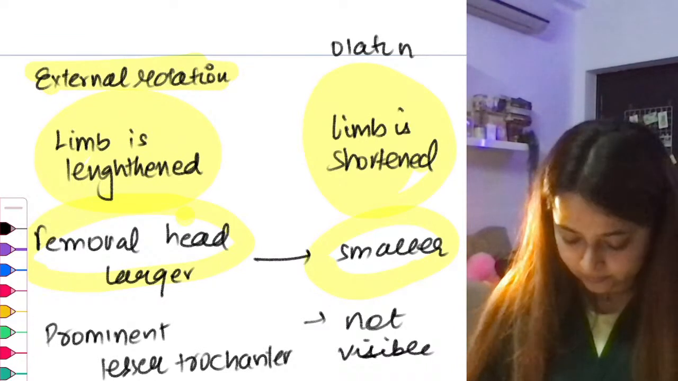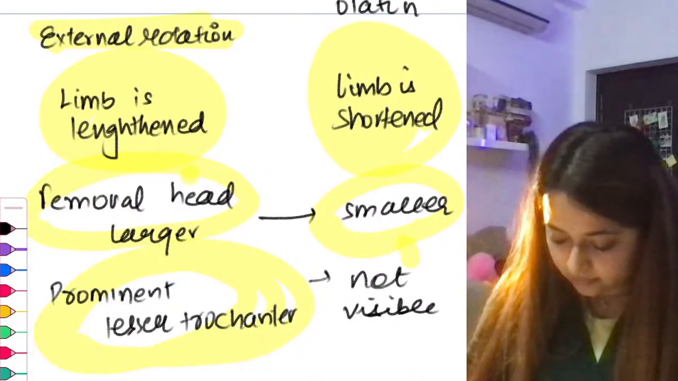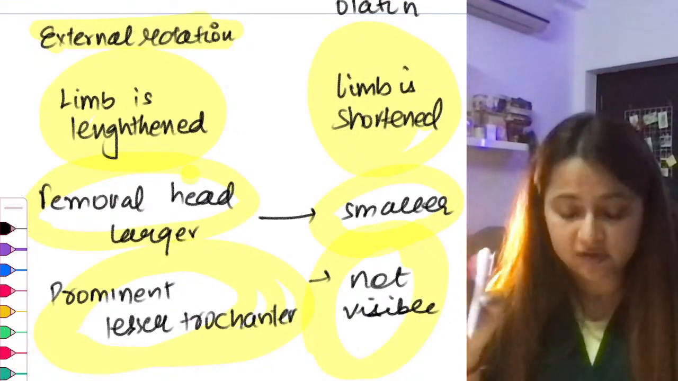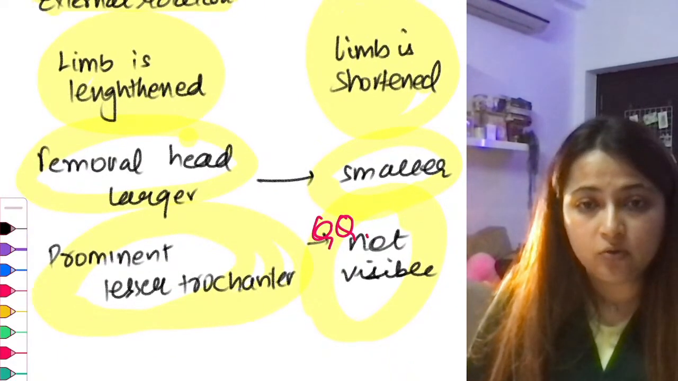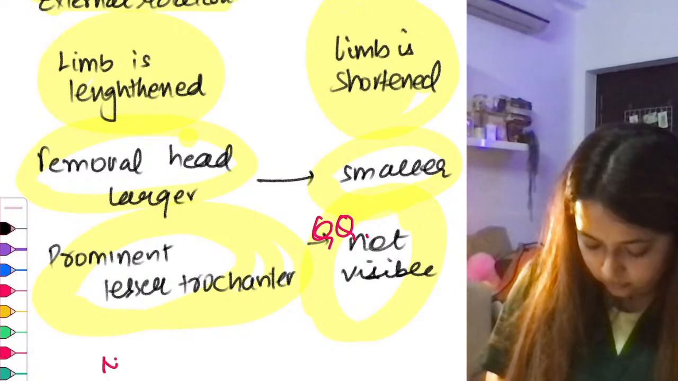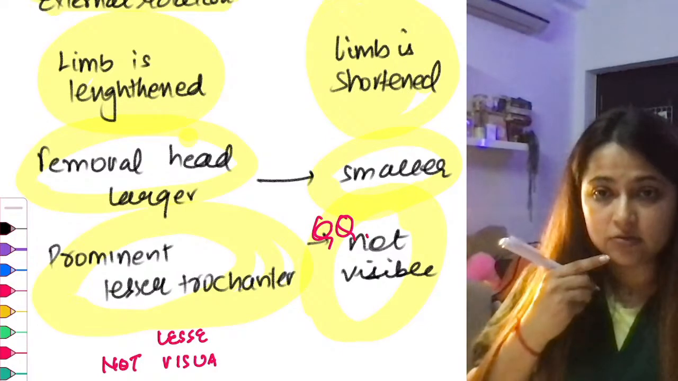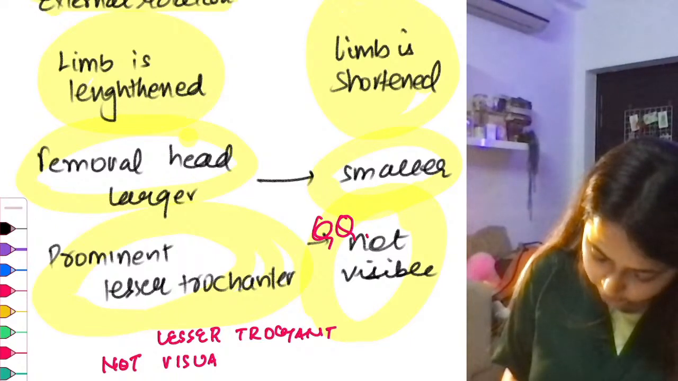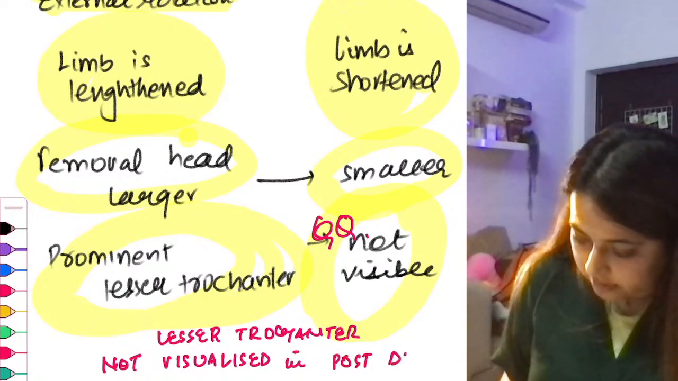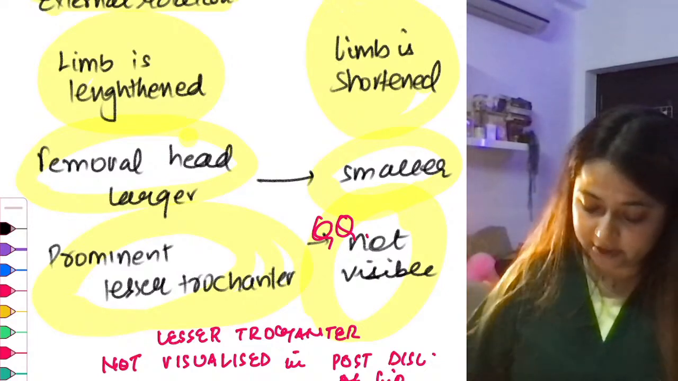And talking about the last point, the lesser trochanter will be prominent in case of anterior dislocation, and the lesser trochanter won't be visible in case of posterior dislocation. So this is a very, very important point. Mark it. In which type of dislocation of the hip are you not able to visualize the lesser trochanter? Yes, the answer is posterior dislocation. So the lesser trochanter is not visualized in posterior dislocation of the hip. This was an important point, so mark it. All right.